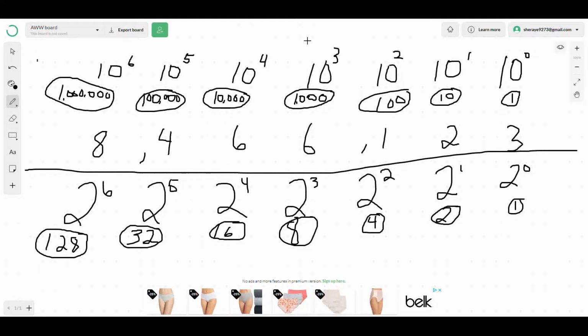So let's take this number, 10. We say 10 to the 4th power. What that means is 10 times 10 times 10 times 10. It doesn't mean 40, because that would be 10 times 4. We're doing 10 times 10 times 10 times 10, which equals 10,000.